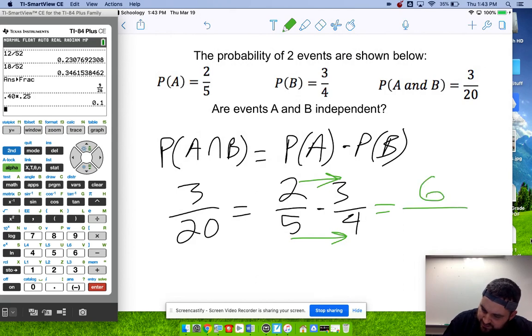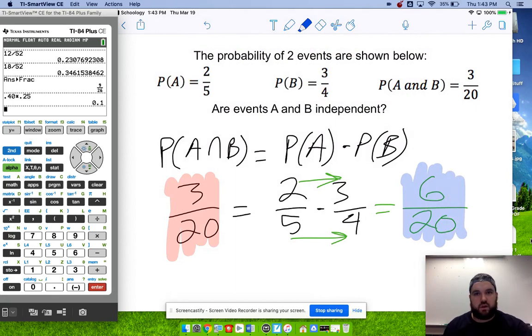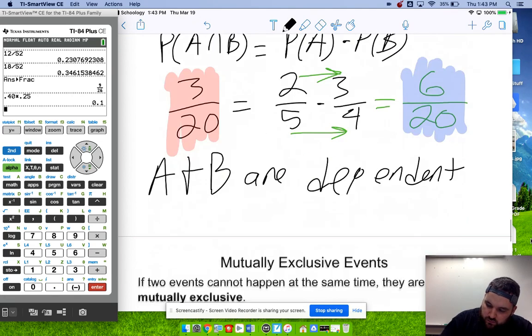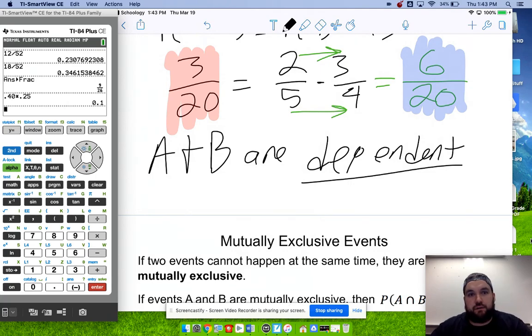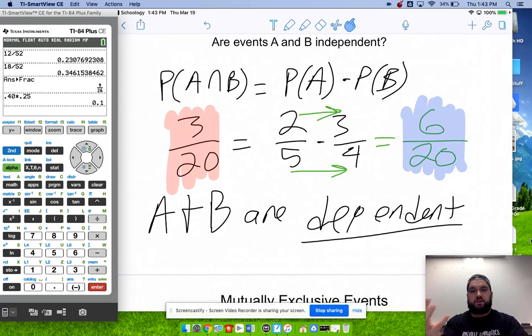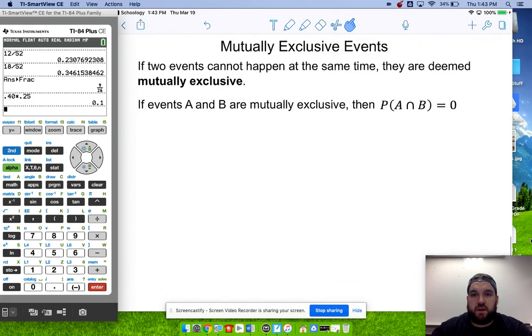This ends up being 6 out of 20, which does reduce, but clearly that fraction and this fraction are not the same thing, right? 3 out of 20 is not equal to 6 out of 20. So then I can go ahead and make the definitive statement that these events A and B are dependent, meaning they do affect one another. The probability of one happening does change the probability of the other one happening. So that was independent versus dependent.